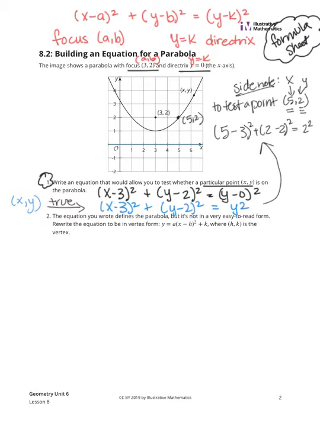I'm going to erase my arrow that I drew, though, because it's in the way of where I want to write next. So over here, I would get 5 minus 3 is 2 squared, plus 0 squared equals 2 squared. You can already see it works. You get 4 equals 4. That's true. So I know that (5, 2) is definitely on my parabola.